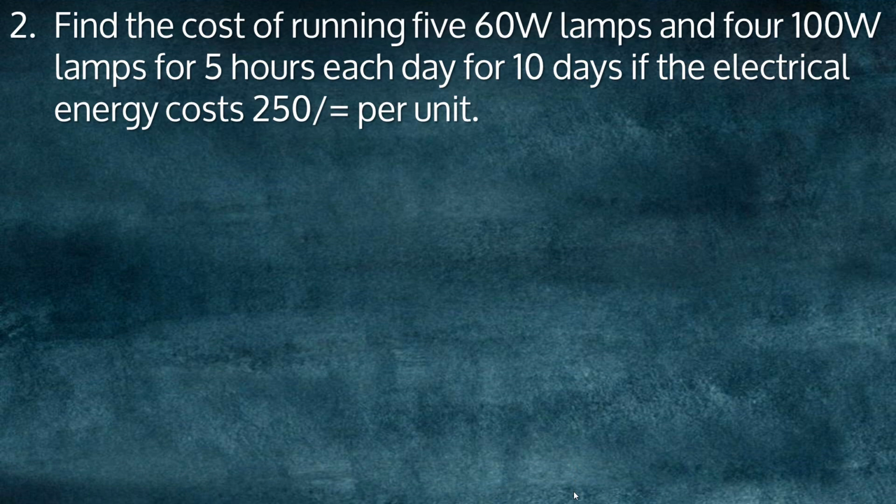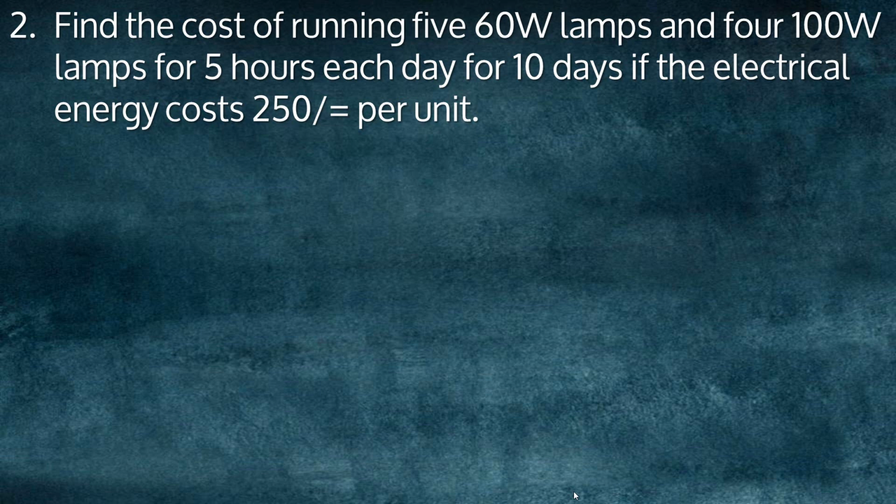Let's look at another example. Example number 2. Find the cost of running 5 lamps of 60 watts and 4 lamps of 100 watts for 5 hours each day for 10 days if the electrical energy costs 250 shillings per unit. Look at this. Now, these are lamps, but they have different ratings and they're operating for the same time.